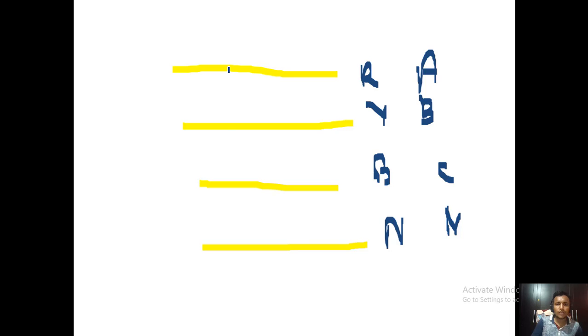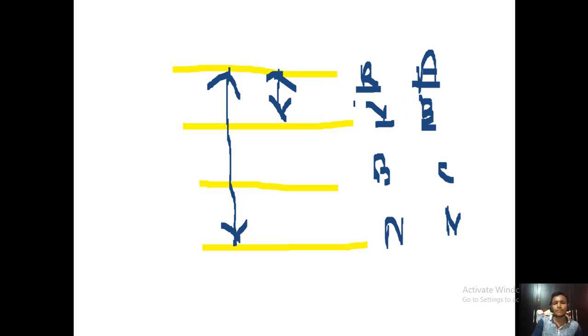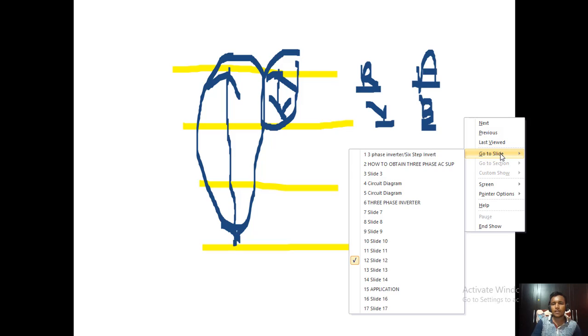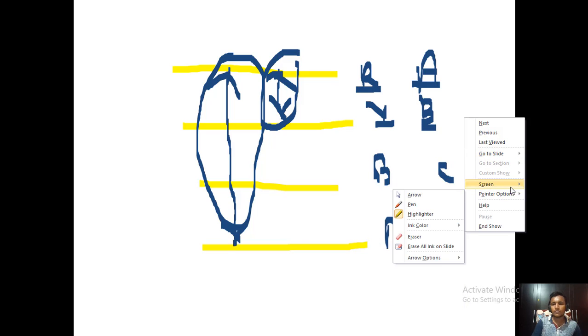So if we take R and neutral, that is the phase voltage, and if we draw this line, then it is the line voltage between A and B, or between the R and Y phase. So that is the line voltage and that is the phase voltage. So that is the difference between line voltage and phase voltage.